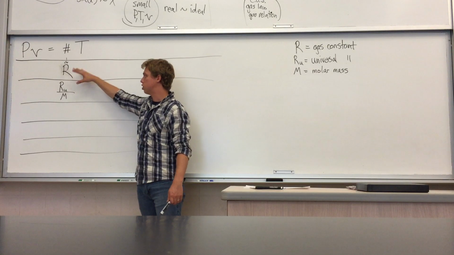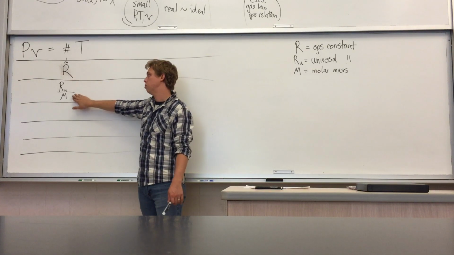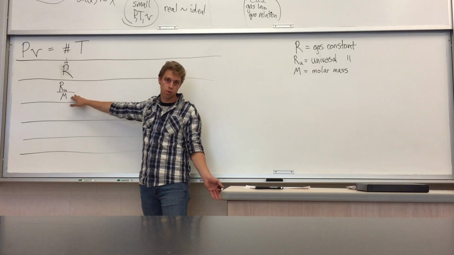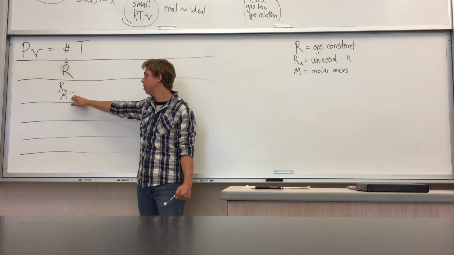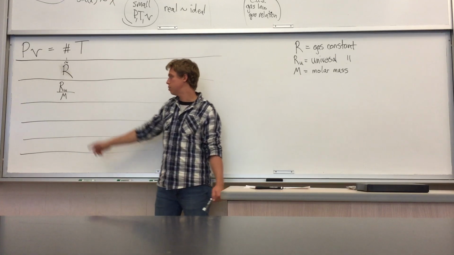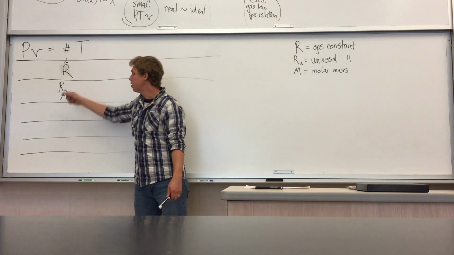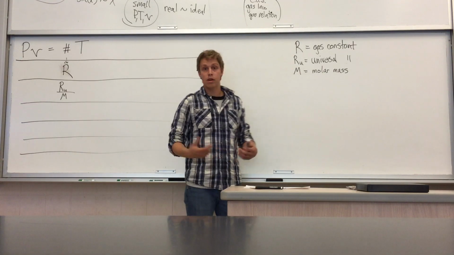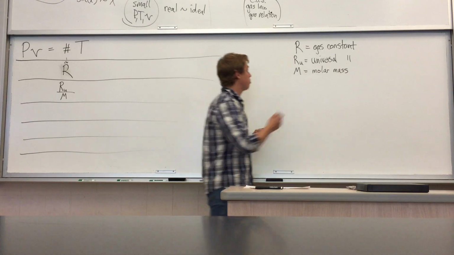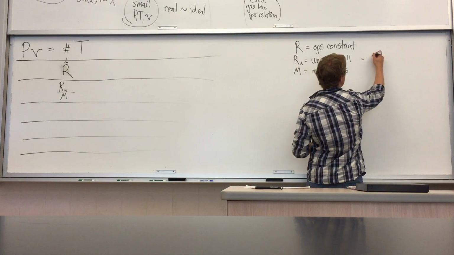So this changes now. Instead of just an R value changing, we can get a universal R value, but we have to look up the molar mass for whichever substance we're dealing with, all right? The benefit of doing it like this is that the M, you can already get off a periodic table, and R_U, we can write down, right? It's universal, it's the same for all gases.